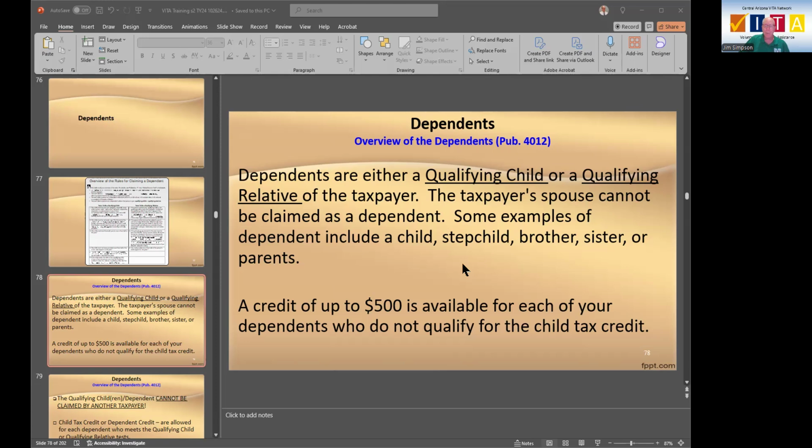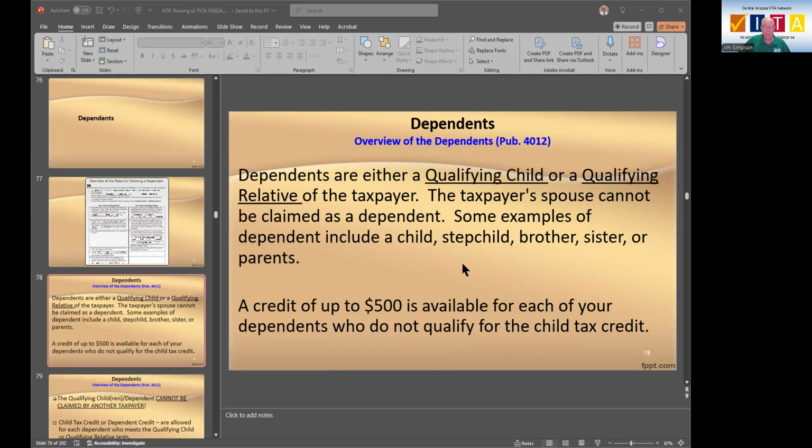The spouse of a taxpayer cannot be claimed as a dependent. You'll see that happen sometimes. They come in and say, well, my husband didn't work, didn't earn a nickel, I provided all of his support. Why can't I claim him as a dependent? Well, the law says you can't. But some examples of dependents include children, stepchildren, brothers, sisters, or parents.